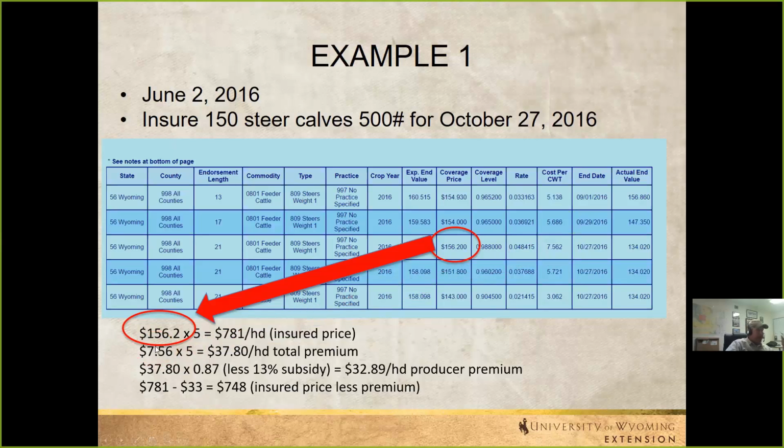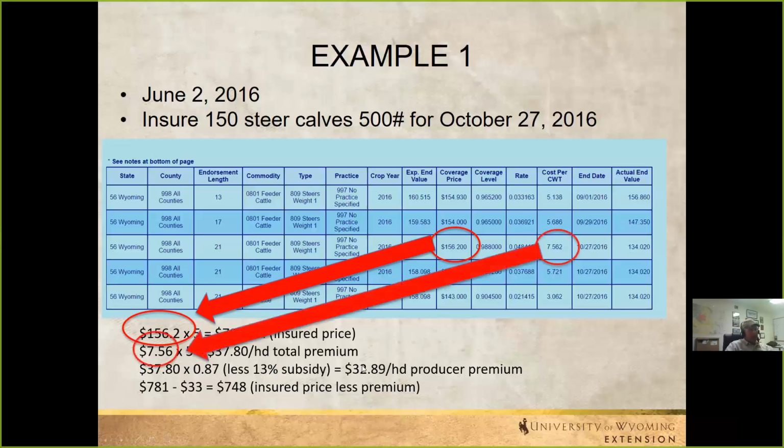$7.56 times 5 is $37.80 per head, our total premium. So that's where I got that number from. Now, here's something you need to know. It doesn't tell you this on the chart, and it doesn't tell you this very easily in the fact sheet. So this is something you need to pay attention to. We take that total premium, and remember I told you this is subsidized 13%, so I multiply it by 0.87. I've essentially taken 13% off because that's the part the government's going to pay. I'm going to pay 87% of that premium.